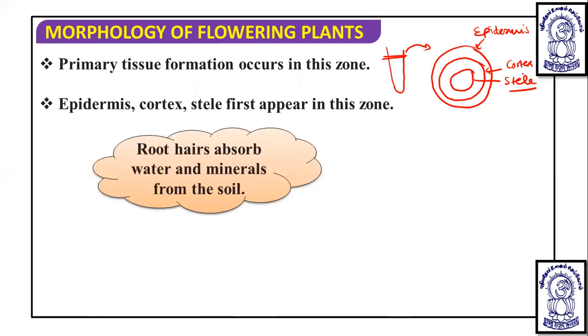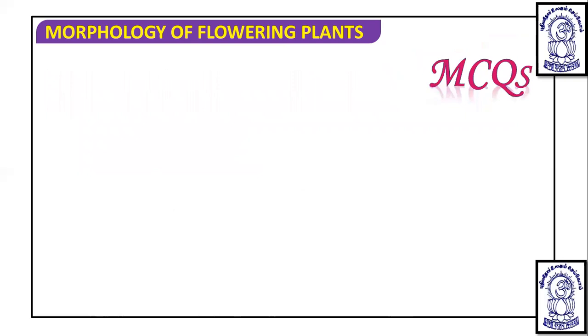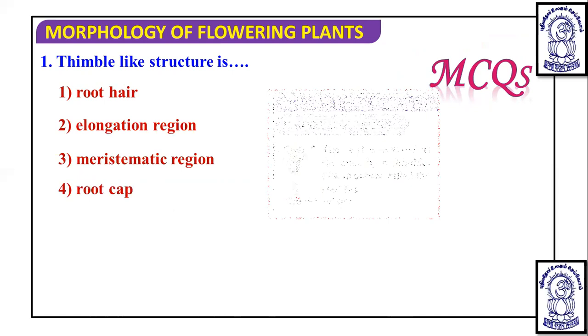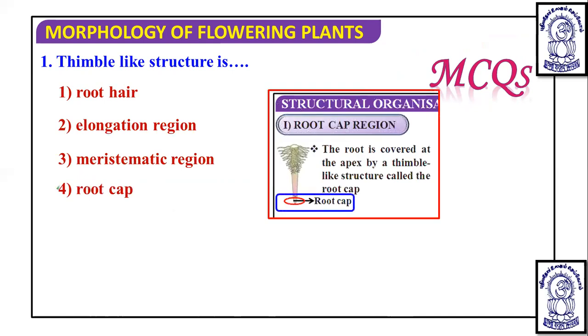Root hairs, what is the function of root hair? Root hairs absorb water and minerals from the soil and pass them to the inside. So absorption is the main role of root hair. Thimble-like structure is nothing but the root cap zone. Okay.